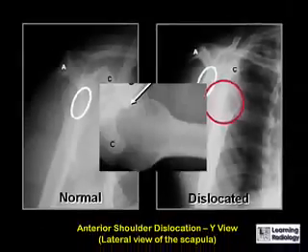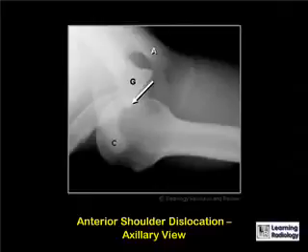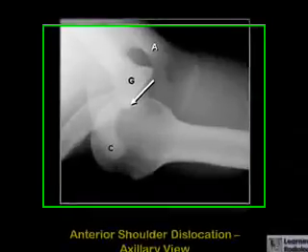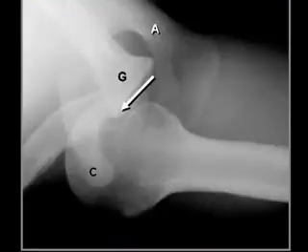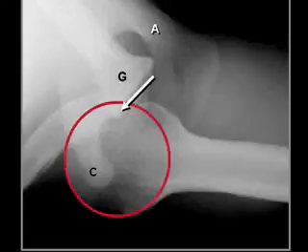This is an axillary view of the shoulder in an individual with an anterior shoulder dislocation. The white arrow is pointing to the area where the impaction fracture, or the Hill-Sachs deformity, will occur as the posterolateral aspect of the humeral head strikes the anterior rim of the glenoid. Remember that the coracoid process is anterior, the acromion is posterior, and you can see that the humeral head lies anterior to the glenoid.